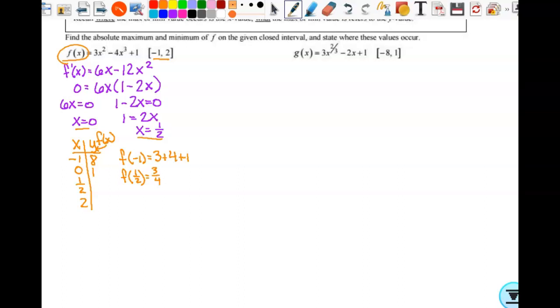1/2 cubed is 1/8. So it'd be 4/8, which is 1/2. So minus 1/2 plus 1. What's 3/4 minus 1/2? 1/4, right? It's like 75 cents minus 50 cents. Yes, so it's 5/4.